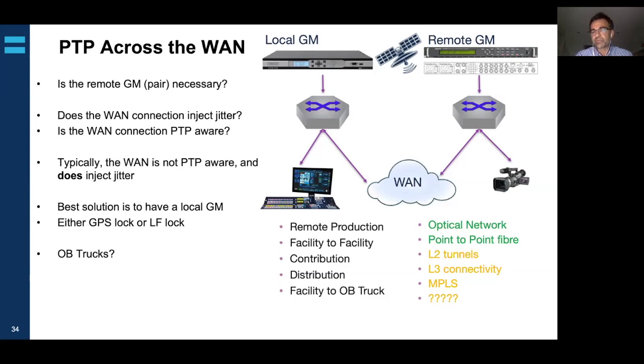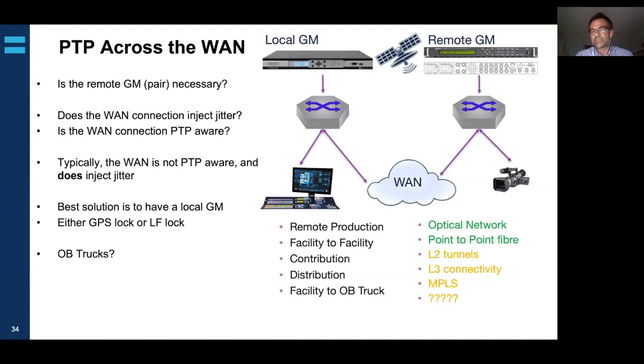PTP doesn't have a problem with latency. It has a problem with jitter. So if your WAN is low jitter because it's point-to-point optical connections, absolutely fine. Knock yourself out. If your WAN is somebody else's MPLS circuit across a network that you don't have much control over, which is not PTP aware, then that is going to add an awful lot of jitter, which is going to make it very difficult to lock the other end to your GM.